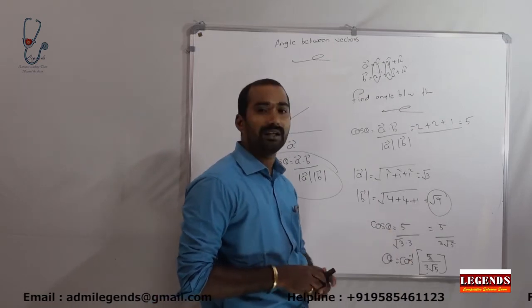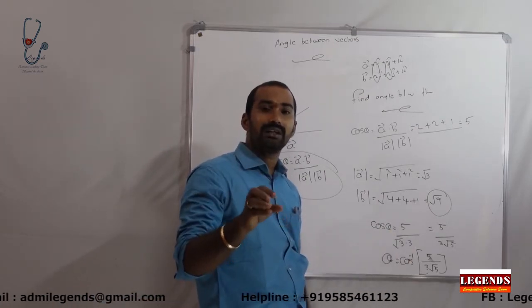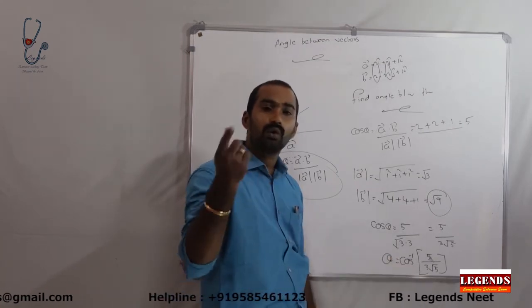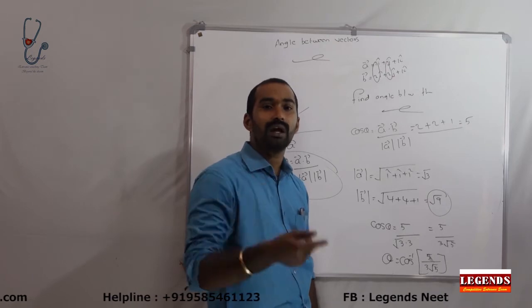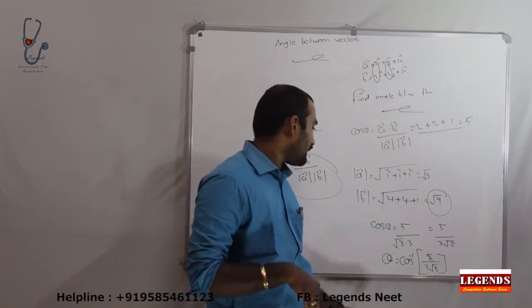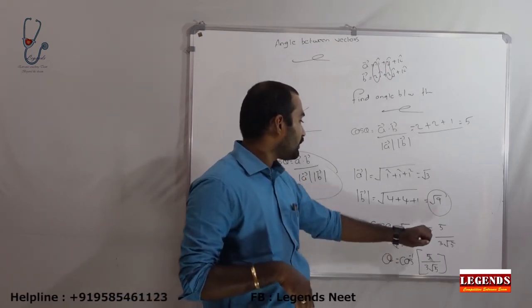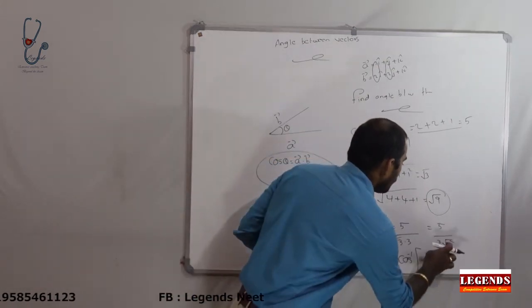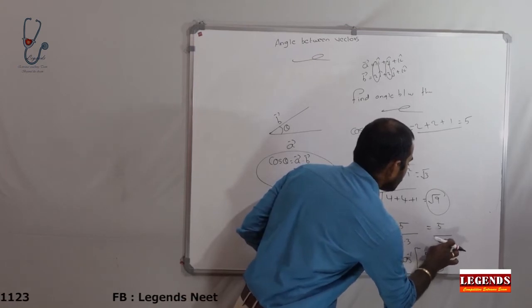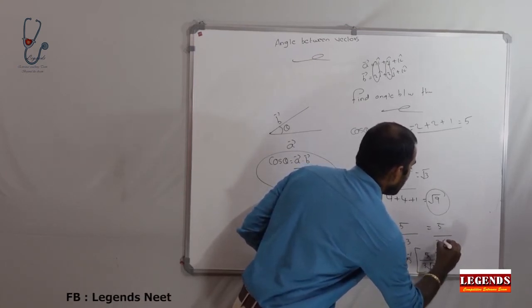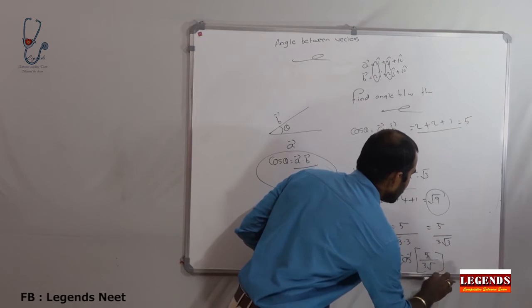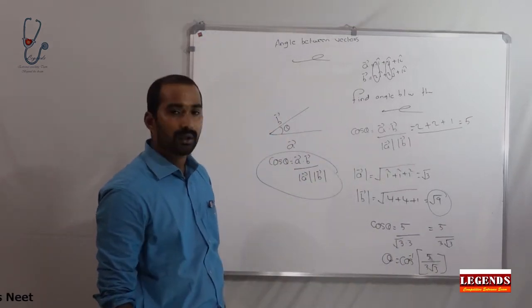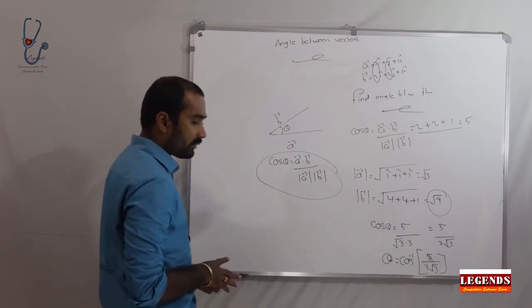We got the value of cos theta. We don't want the value of cos theta, we want the value of the angle theta. Therefore, theta is equal to cos inverse, which moves to the right side, while on the left side cos theta is equal to 5 by 3 root 3. Okay, theta is equal to cos inverse of 5 by 3 root 3. Okay, read out the next one.